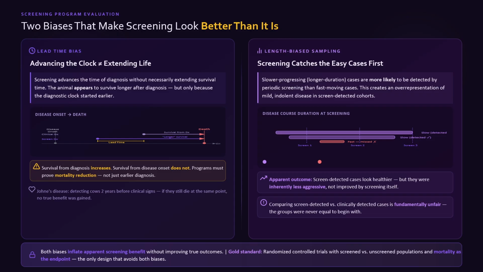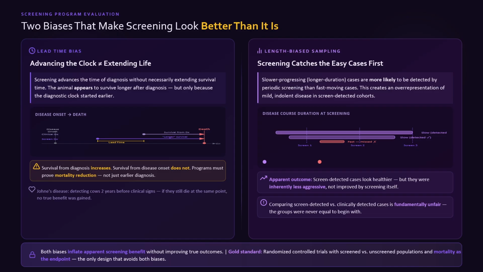Both biases inflate the apparent benefit of screening without improving a single real outcome. The only design that cuts through both is a randomized controlled trial that compares screened versus unscreened populations and uses mortality, not earlier diagnosis, as the endpoint.